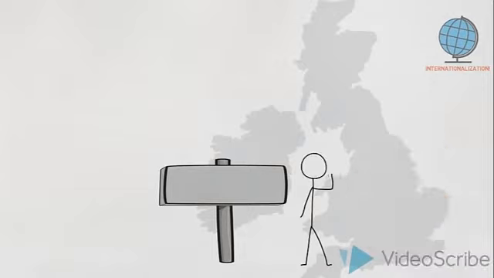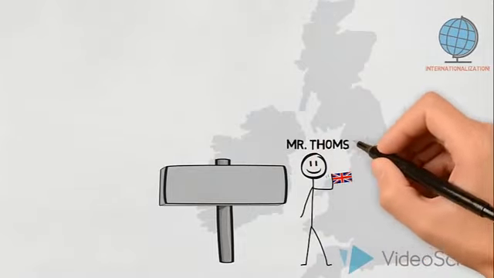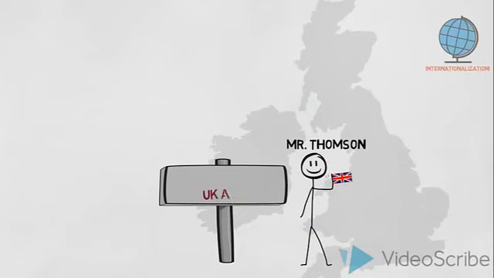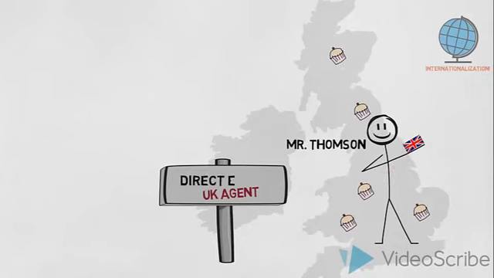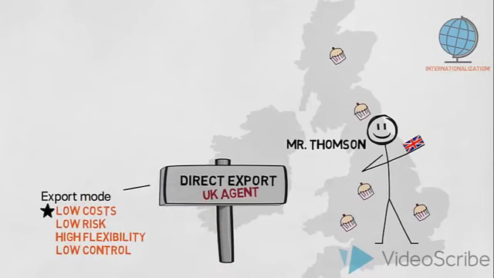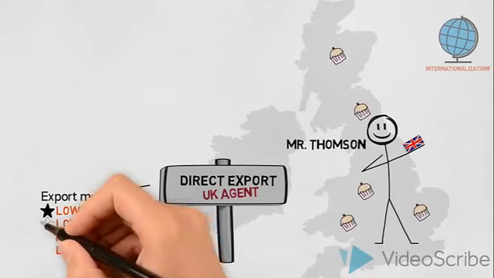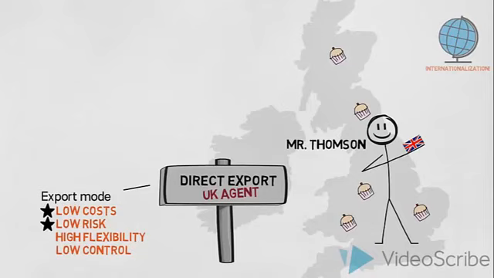French Cakes also has another suggestion. Meet Mr. Thompson. Mr. Thompson is a UK-based agent. He would be happy to represent French Cakes and sell their products to appropriate intermediaries around the UK. Using Mr. Thompson would be using a direct export mode. The characteristics of export modes are low costs, as French Cakes would not need to set up any facilities, start production or hire staff. Low risk, as the investment is low.